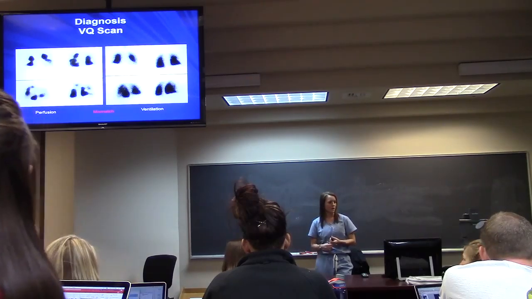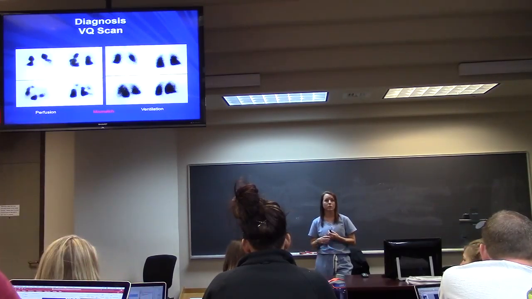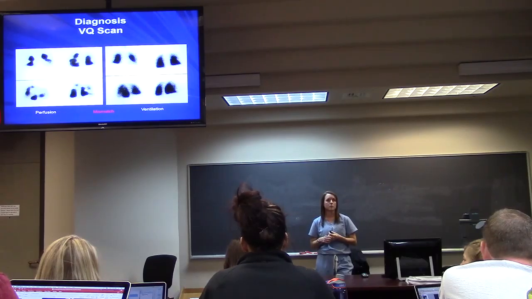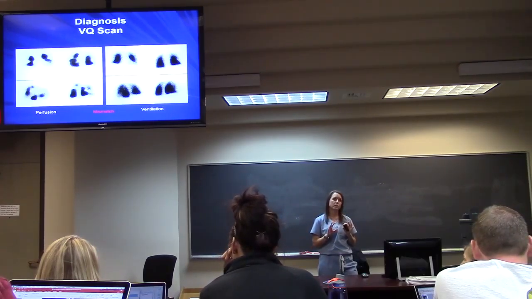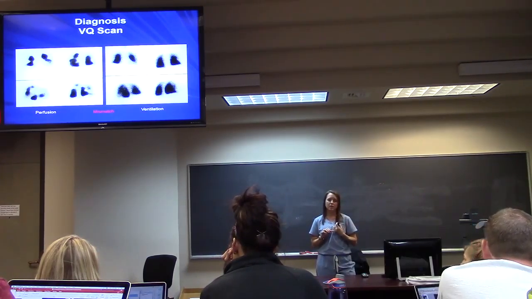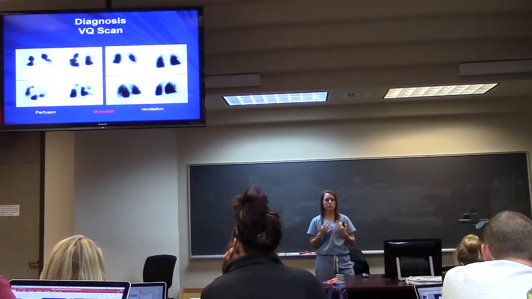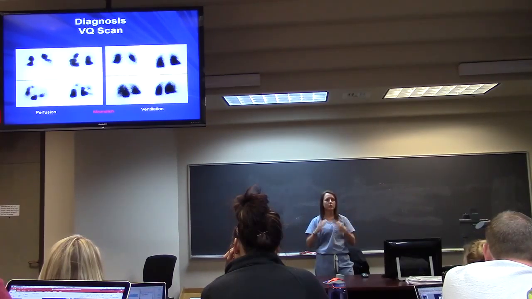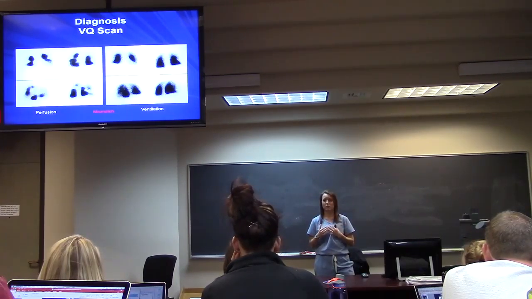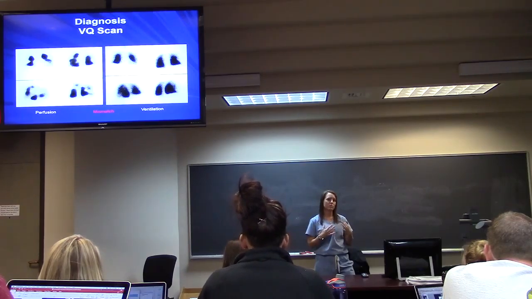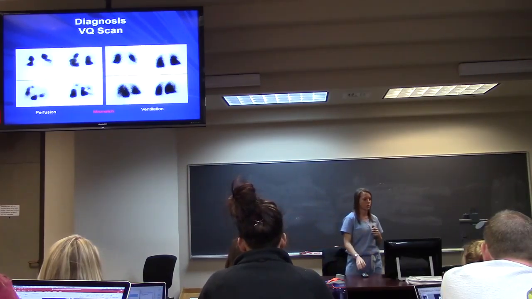This is a VQ scan. This looks very subjective to read, if you ask me. So the way that VQ scans work is if somebody has an area of consolidation, let's say they've got a bad pneumonia, or they've got a pleural effusion, you're going to get a mismatch on those areas. So people who have a clear chest x-ray are the people who are the best for VQ scans, because that area of consolidation can kind of mess you up when you're trying to read this.